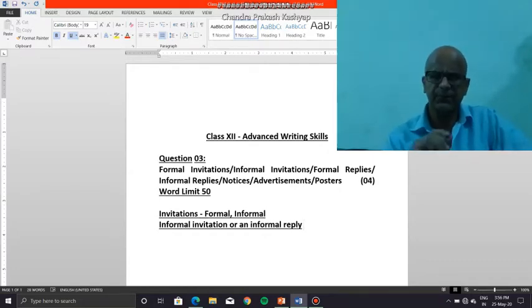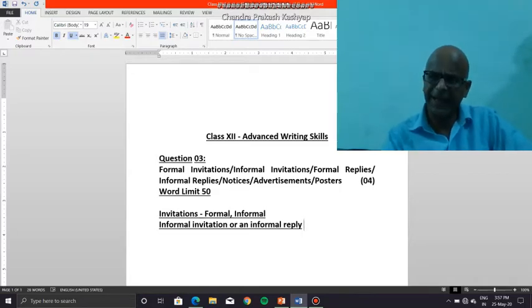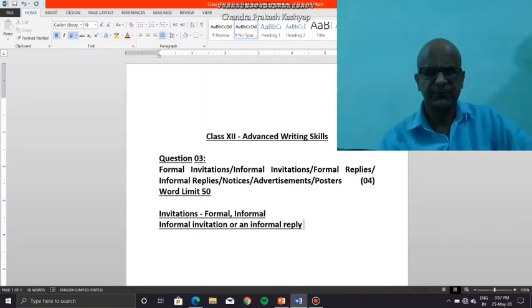A question in section B may resemble an informal letter, but it will not be an informal letter. It is actually either an informal invitation or an informal reply. And there are differences between an informal invitation or an informal reply and an informal letter. There are 3 main important differences between the 2. We'll discuss those differences in the course of time.